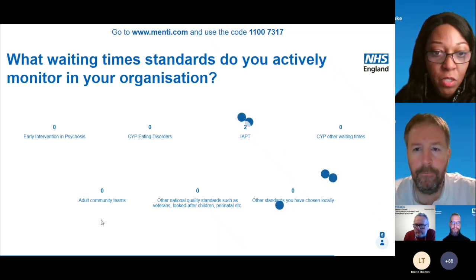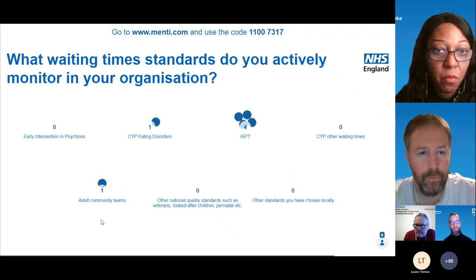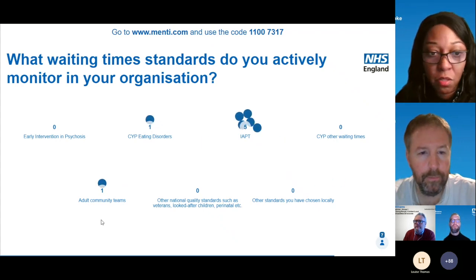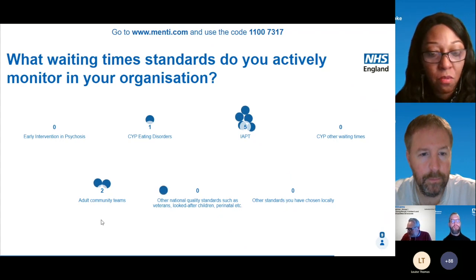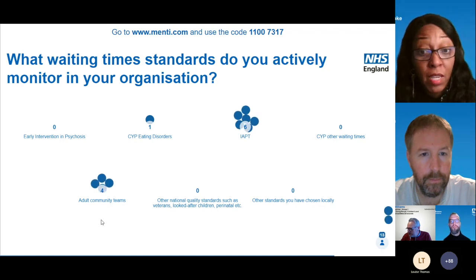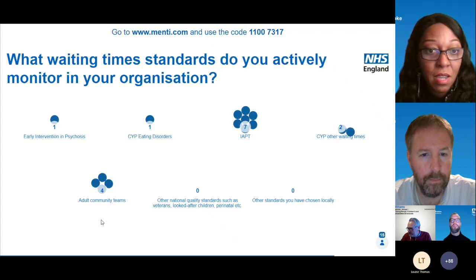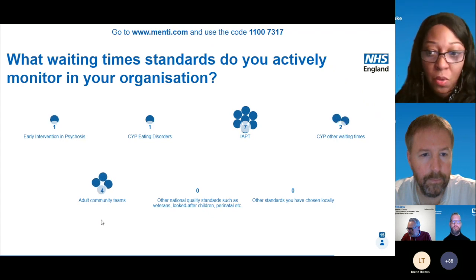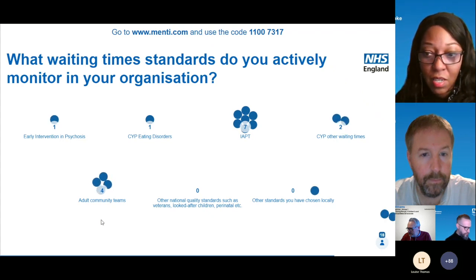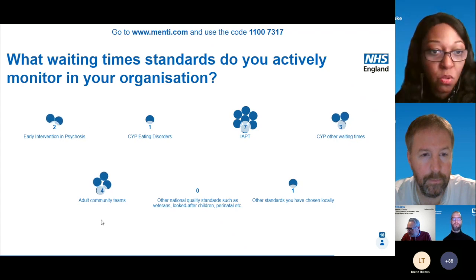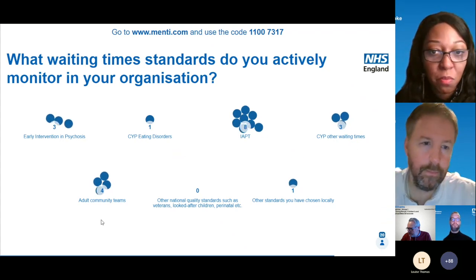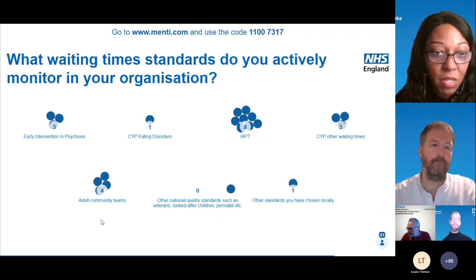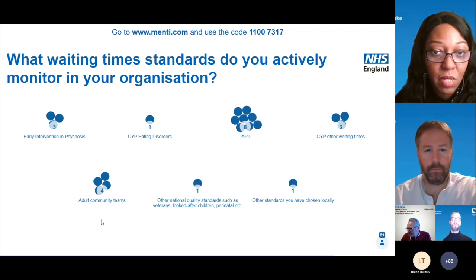But do you additionally, for example, monitor waiting time standards within your adult community teams or any other national quality standards, such as the ones relating to veterans, looked after children, perinatal, or do you indeed have any sort of local standards that you monitor? So you can choose all options. Obviously, it won't be one or the other because some of these are, as I said, national waiting time standards.